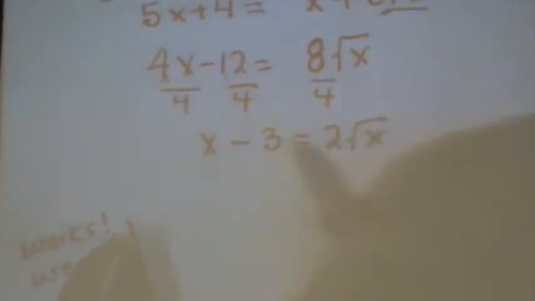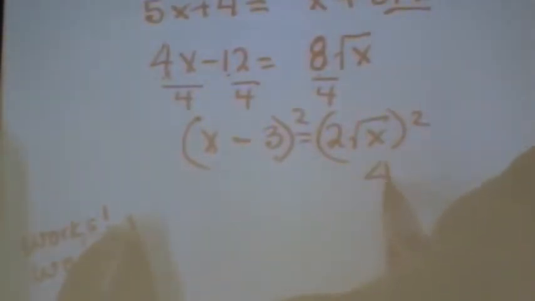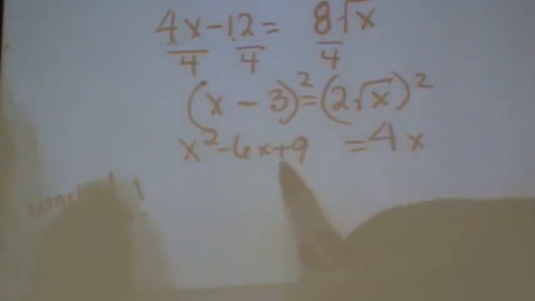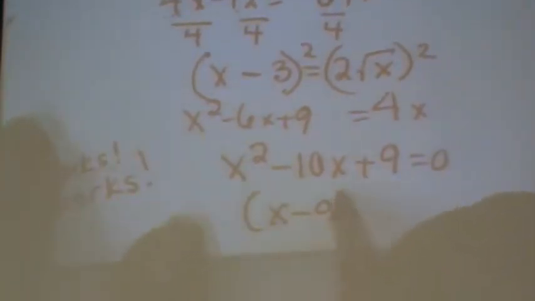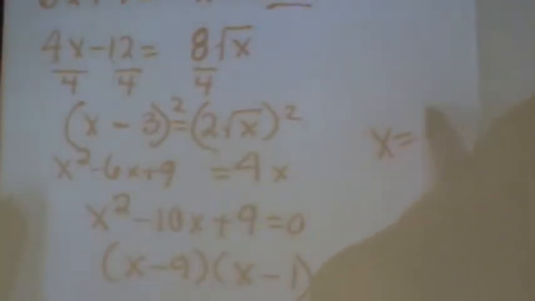Uh-oh, now what? Gotta square both sides again. So on the right, you get 4x. On the left, you get x squared minus 6x plus 9. Subtract 4x. And factor. Negative 9 times negative 1 is 9 and adds to negative 10. So what are your two possibilities? 9 and 1. x equals 9 and x equals 1 are your possibilities.